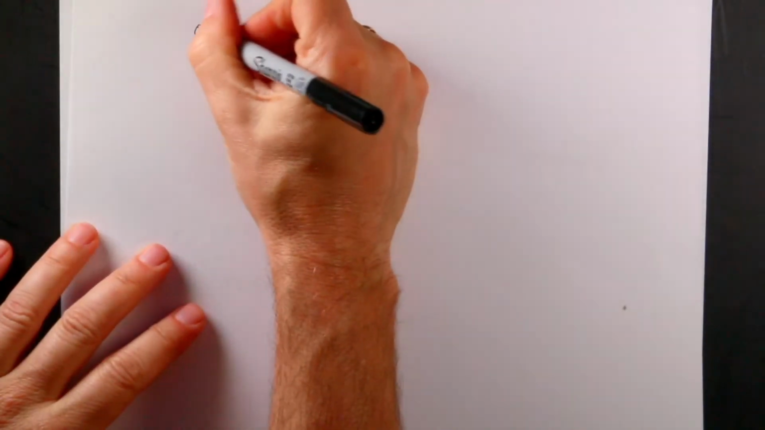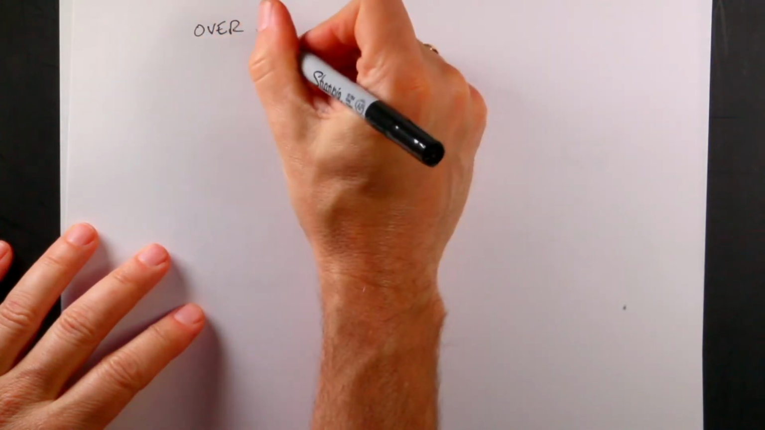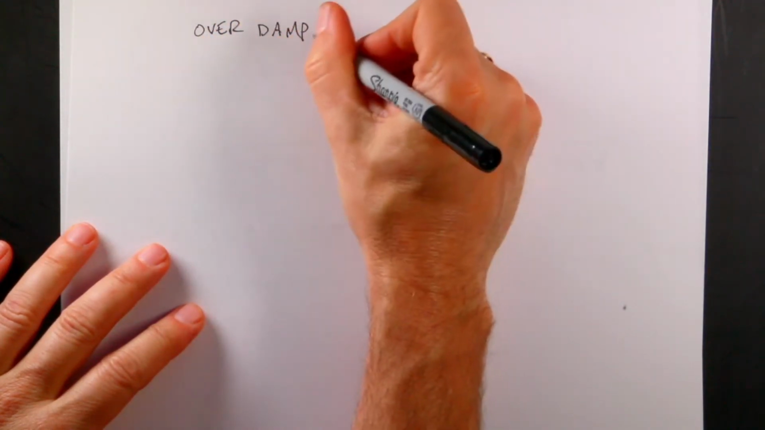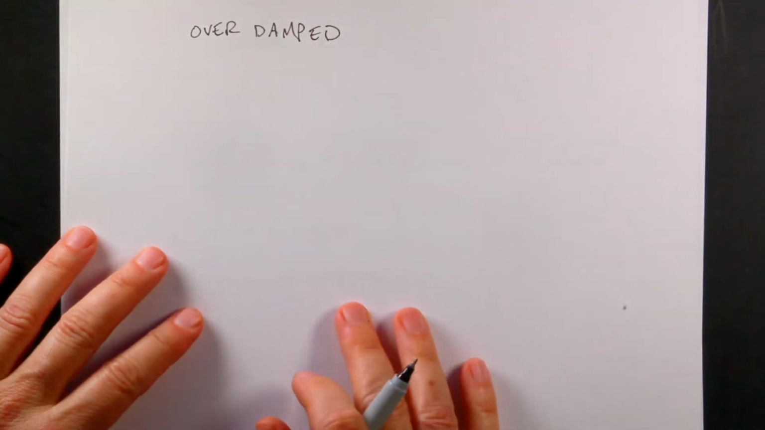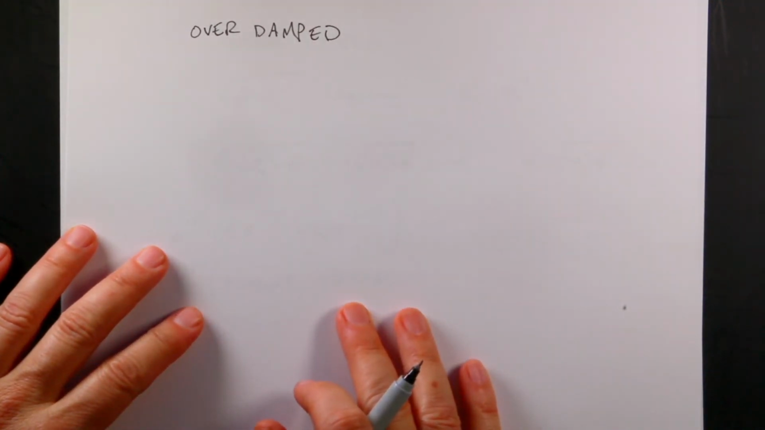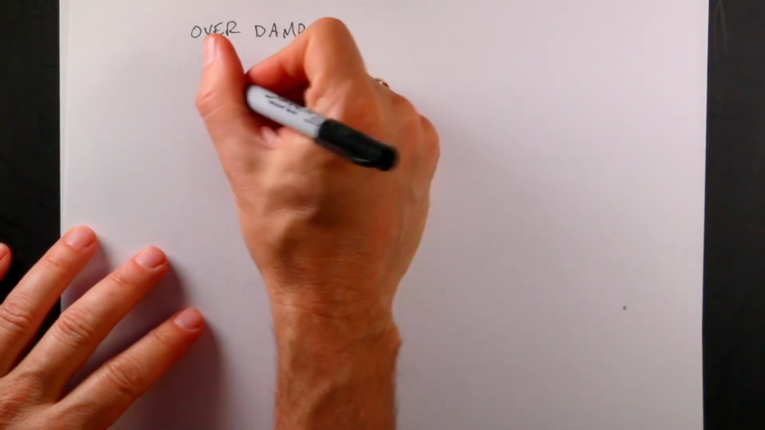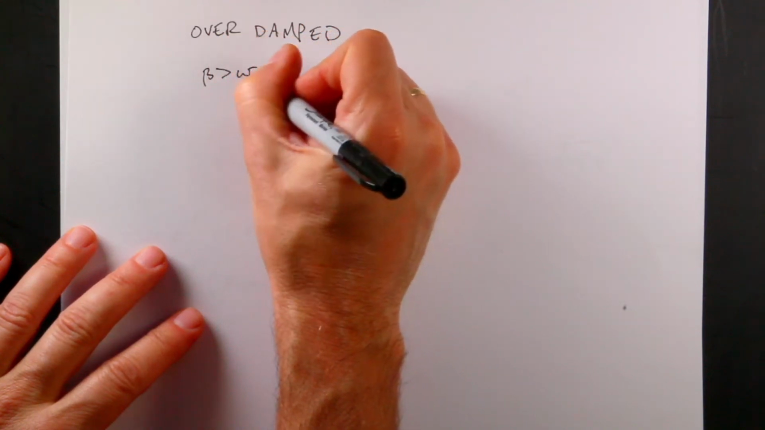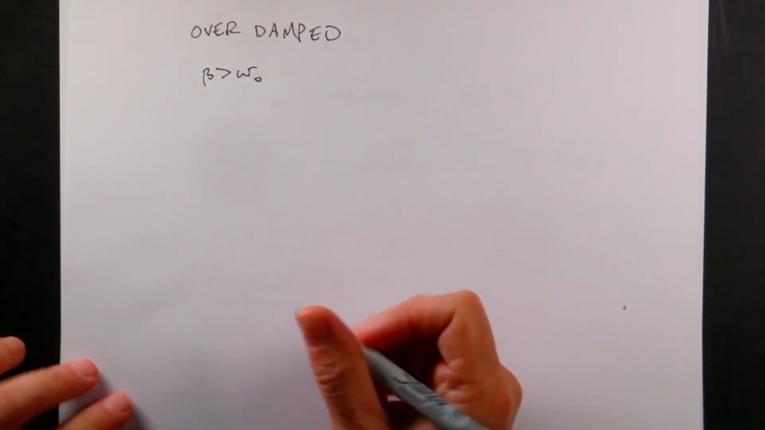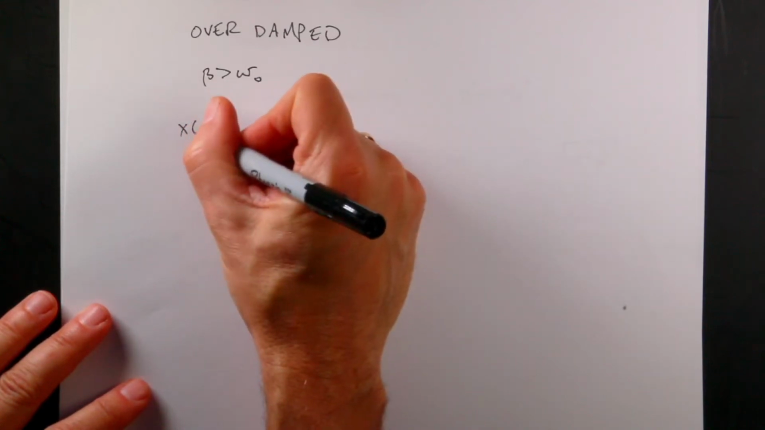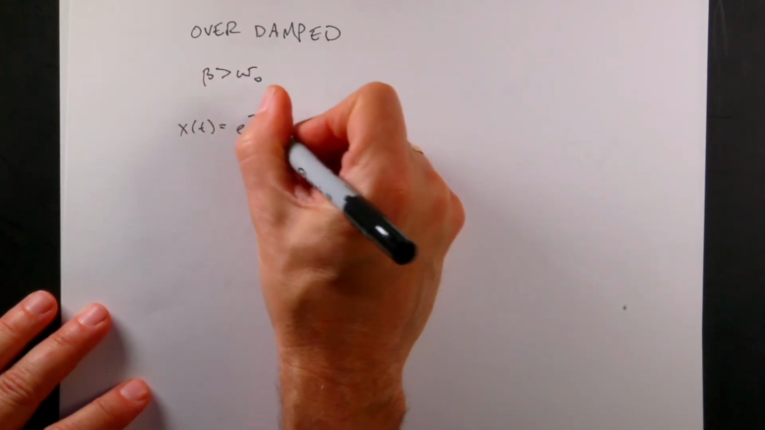So, overdamped. You've got to write it out, otherwise it doesn't actually happen. For overdamped, I have beta greater than omega naught. If that's the case, then I can write x as a function of t like this. X equals e to the negative beta t.